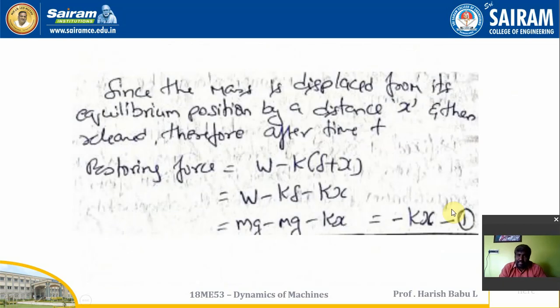Since the mass is displaced from its equilibrium position by a distance x and then released, after time t the restoring force of the spring can be written as W minus k into delta plus x. So I get W minus k delta minus kx. Now mg minus k delta is nothing but zero, that is the static equilibrium condition. So I get minus k into x as the equation of the restoring force.